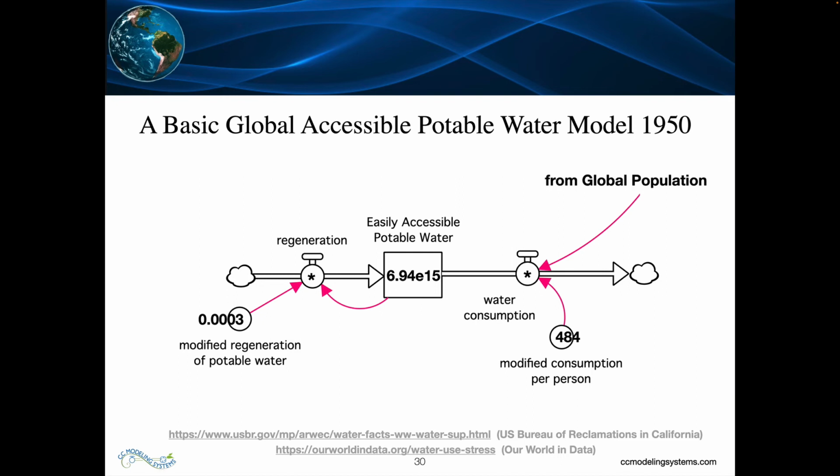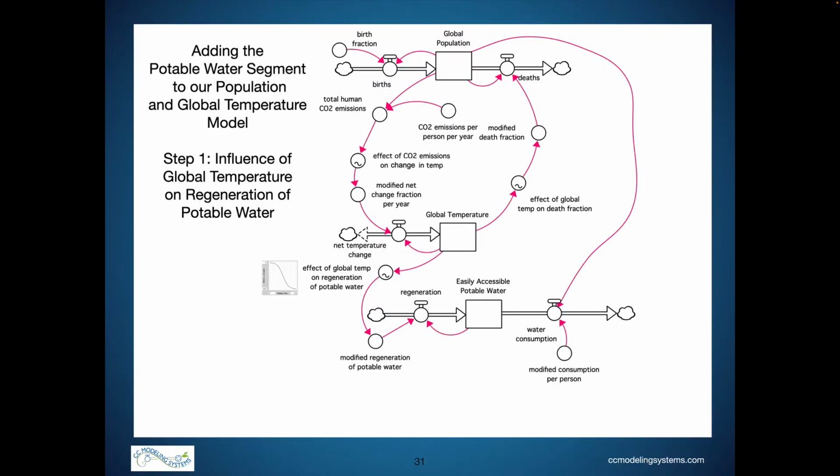The initial stock value came from the U.S. Bureau of Reclamation in California. The value on the website for approximate global water resources had to be converted to easily accessible potable water and had to have units converted to cubic meters. This slide shows how the easily accessible potable water model segment is added to the previous core climate change model.